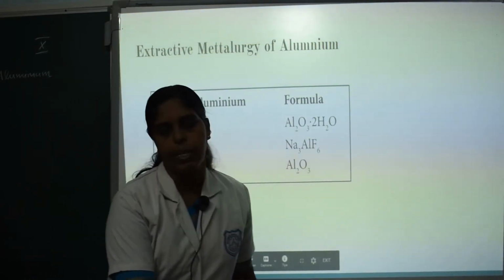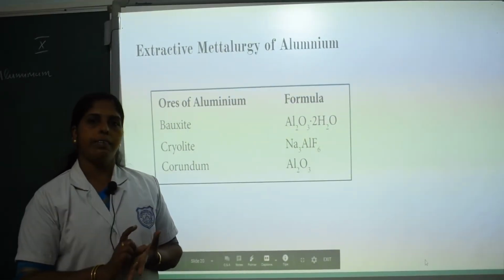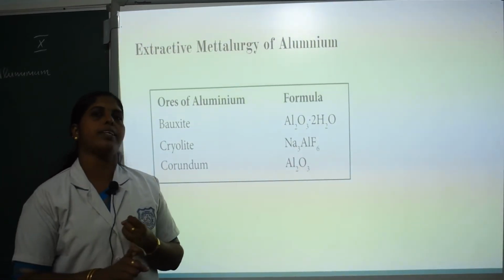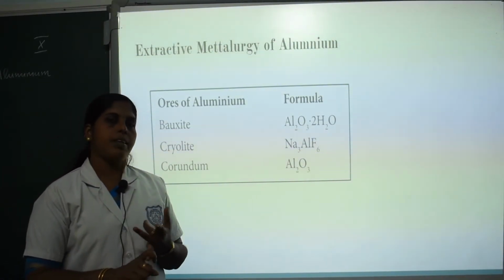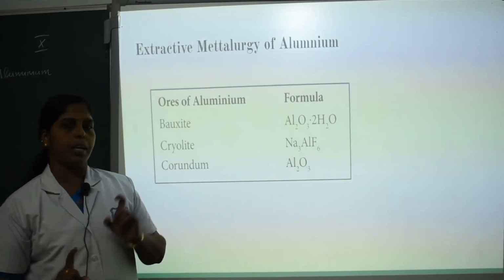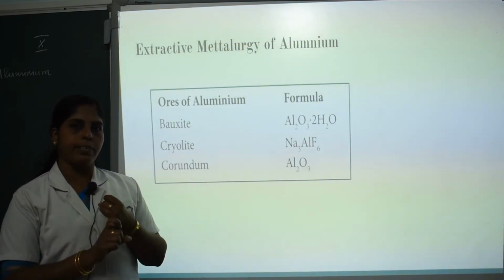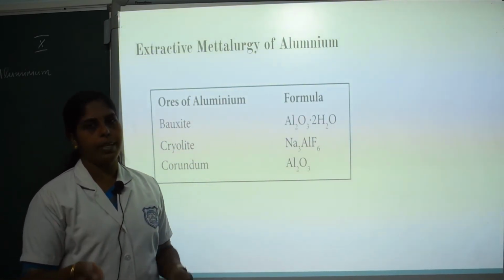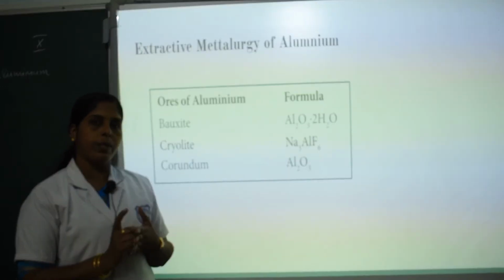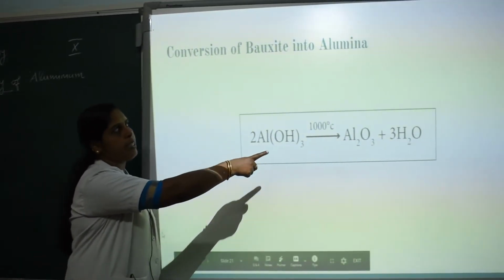The extraction involves two steps. First is the conversion of bauxite into alumina, known as Baeyer's process. There are two steps involved: bauxite ore is converted into alumina, and the second process is Hall's process, that is the electrolytic reduction of alumina. First process, conversion of bauxite into alumina.